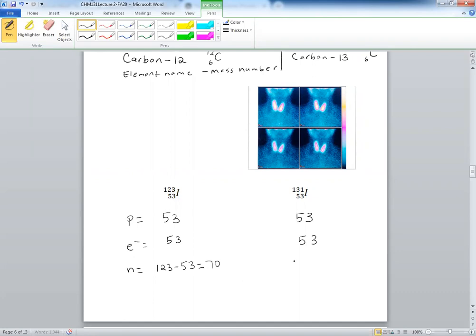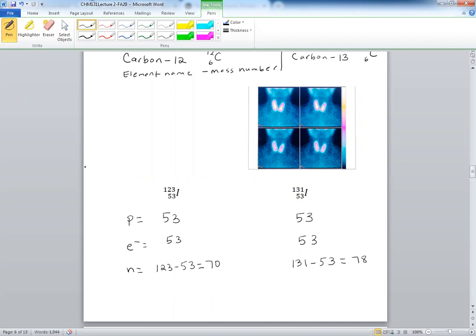And of course, in the second one, you have 131 minus 53. It's the number on the top. And that would give you 78 neutrons. So this one is heavier.